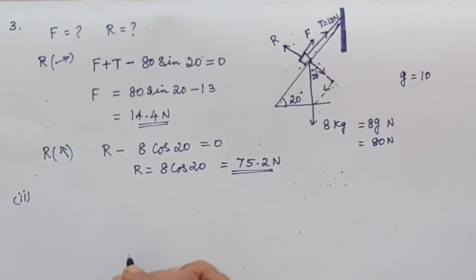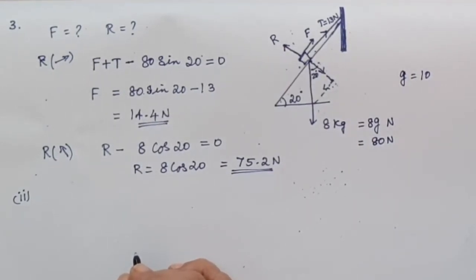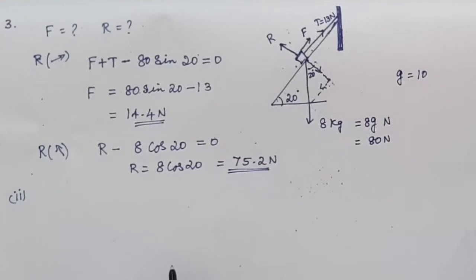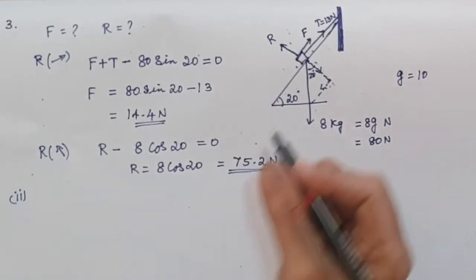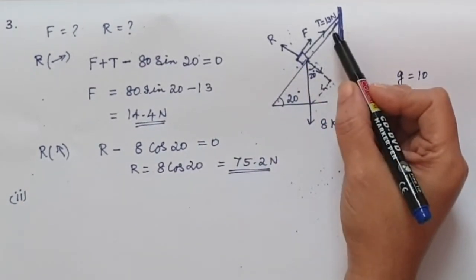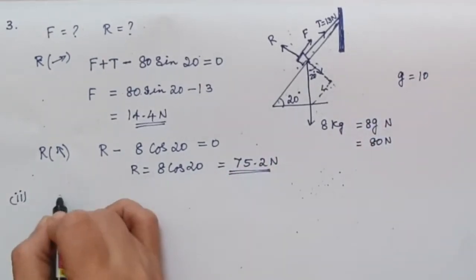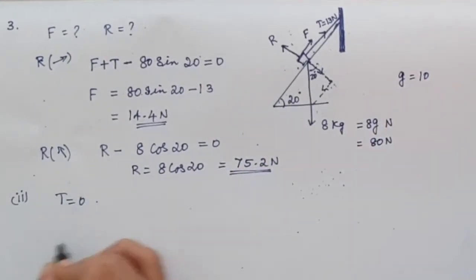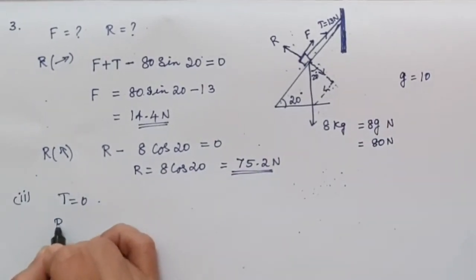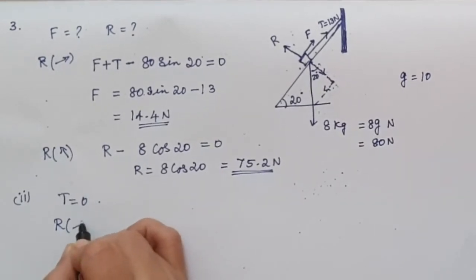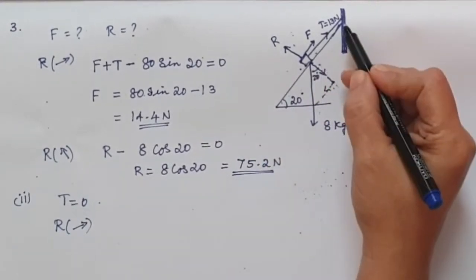Now in the second part of the question, the string is cut. The block remains at rest, but is on the point of slipping down the plane. We need to find the coefficient of friction between the block and the plane. When the string is cut, the tension will not be there, so tension will become 0. Now resolving the forces along the plane, this is in this direction.